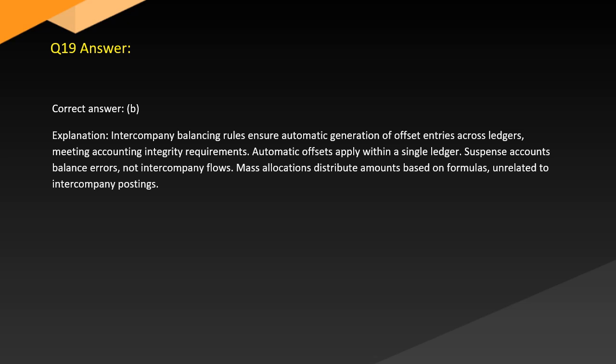Intercompany balancing rules ensure automatic generation of offset entries across ledgers, meeting accounting integrity requirements. Automatic offsets apply within a single ledger. Suspense accounts balance errors, not intercompany flows. Mass allocations distribute amounts based on formulas unrelated to intercompany postings.